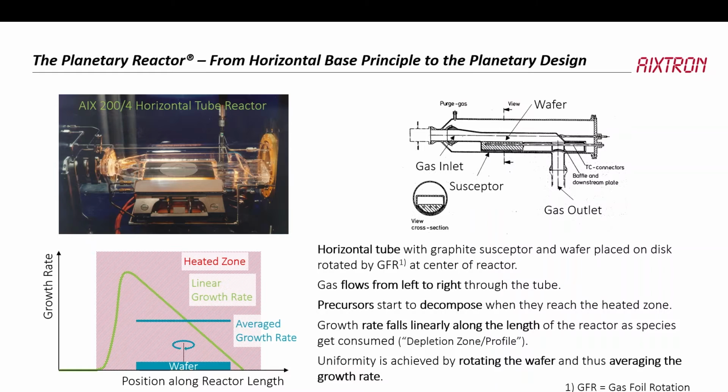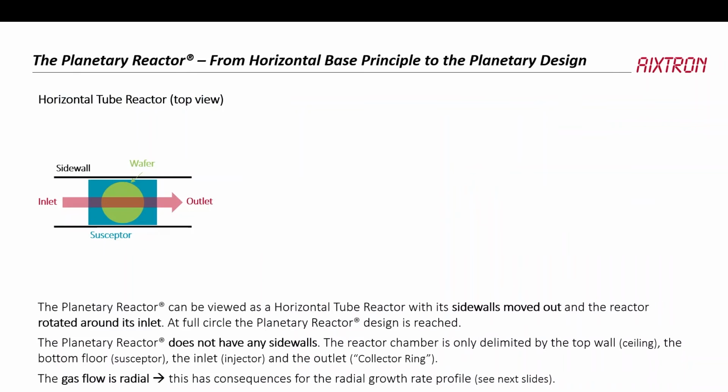The caveat, however, is that we need to rotate the wafer in this field in order to have a uniform deposition. When we rotate the wafer, this will be averaged out and become an average growth rate, which is somewhere in between, with a uniform thickness and composition and so forth. So this is how a horizontal tube reactor works.